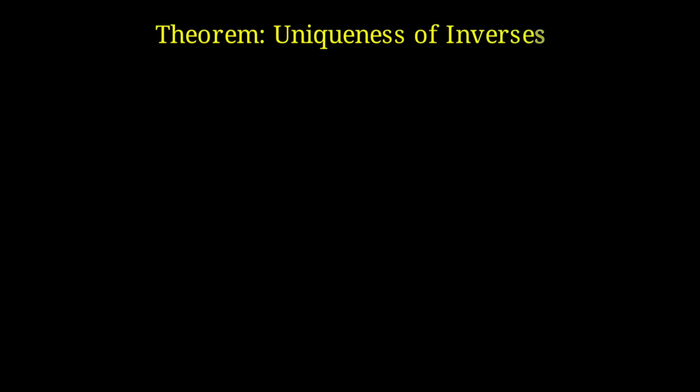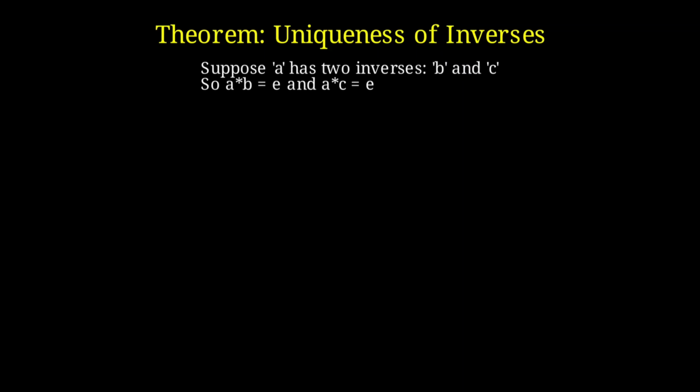Similarly, inverses are unique. No element can have 2 different inverses. If we assume A has 2 inverses, B and C, we can look at the expression C star A star B. By shifting our parentheses using associativity, both paths evaluate down to show that B must identically be equal to C.